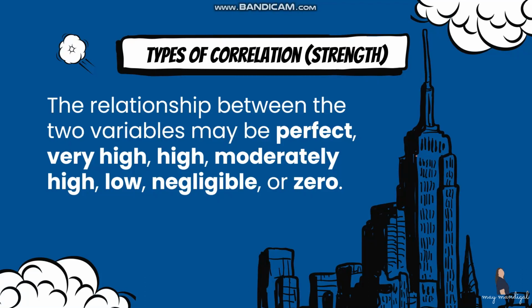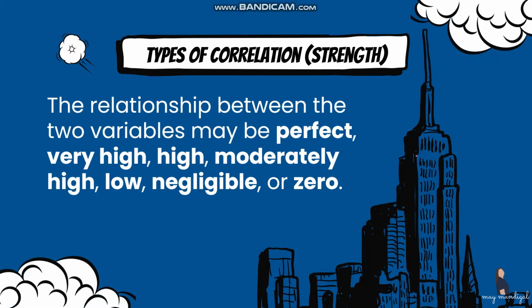Another one is for the strength. So the relationship between the two variables may be perfect. It can be very high, moderately high, low, negligible, or zero. So these are the words that we use in order to describe the relationship between two variables based on the strength.